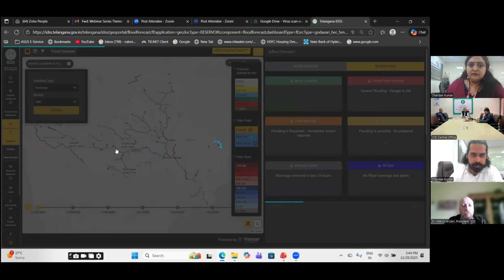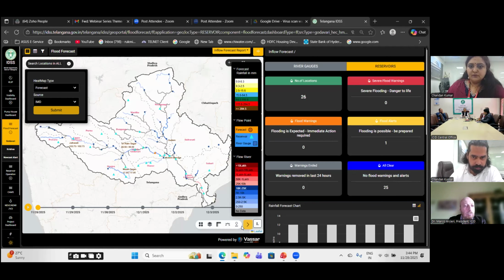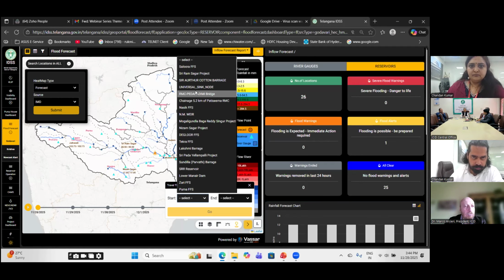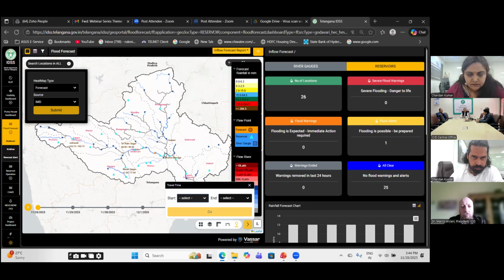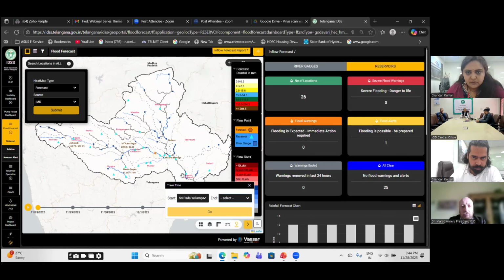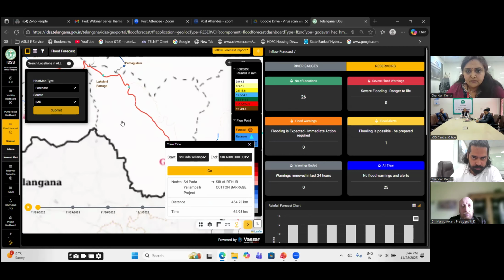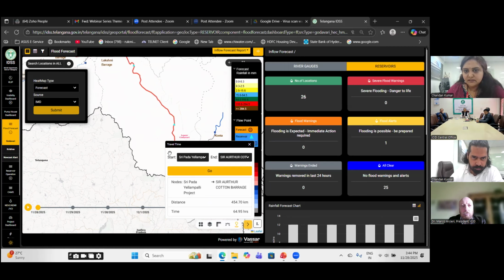So, first of all, there is also a provision which I would like to show. Suppose I want to understand the distance from the one which is blinking to the lowest point, we can also get the distance it is going to travel and the time it is going to take.